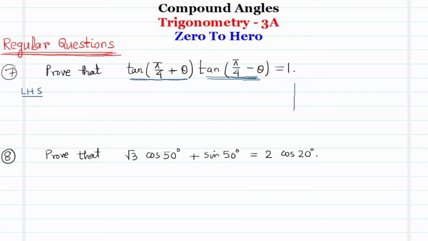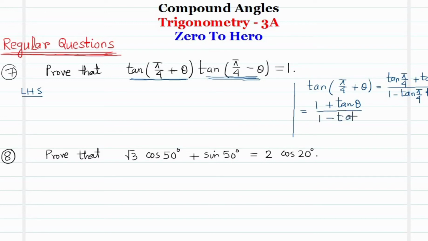And here we will consider the first term only. What is the first term? Tan of pi by 4 plus theta. That means tan of A plus B. If we apply the formula, then what we can write? Tan of A plus tan of B by 1 minus tan A tan B. That means tan pi by 4 plus tan theta by 1 minus tan pi by 4 into tan theta. Value of tan pi by 4 is 1. Value of tan theta will remain same and it is equal to 1 minus tan theta.